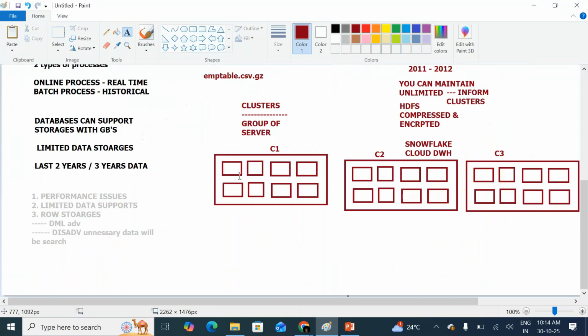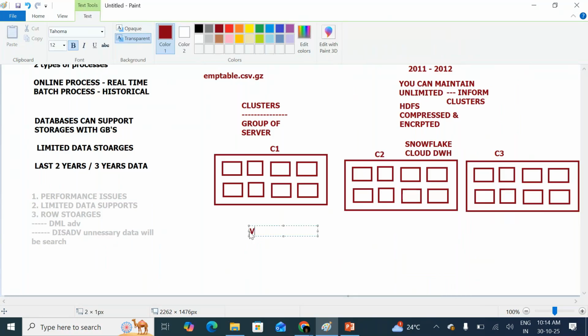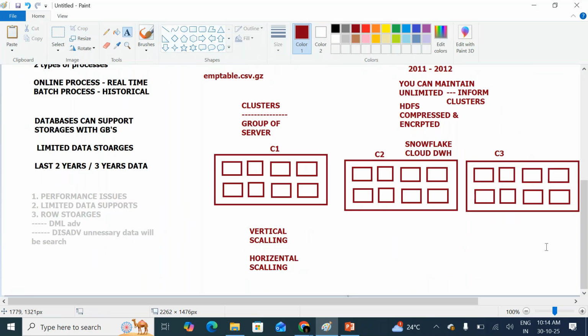In the entire computing system, in the entire storage capabilities or any operations in the IT industry, two options are there: vertical scaling and horizontal scaling. Many data analytics people don't know about these two things, but you need to understand. Vertical scaling is, let's say, my computer has 16 GB RAM and 500 GB hard disk. I'm not happy with this power, so I increase 16 to 32 GB, 32 to 64 GB, 500 GB to 1 TB, 1 TB to 2 TB.